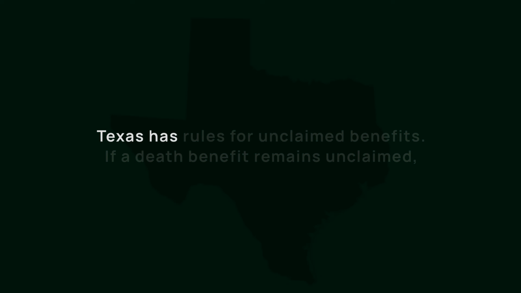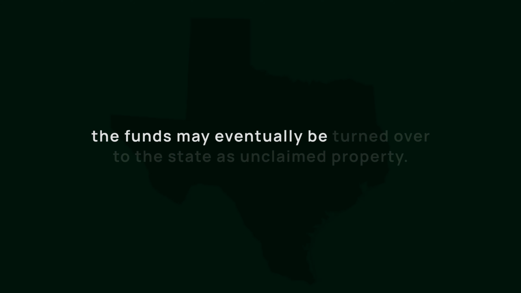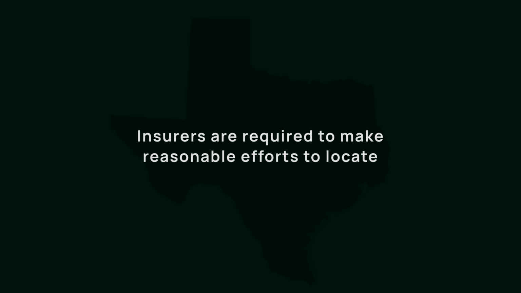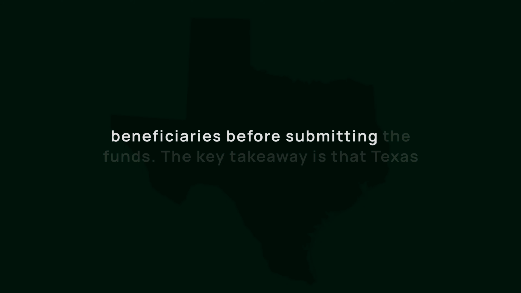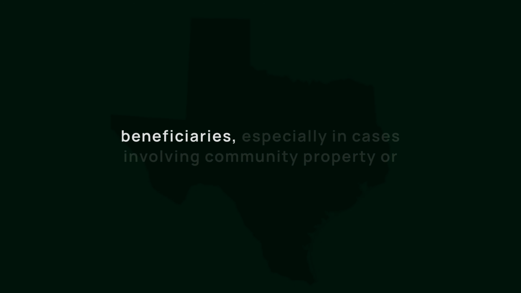Finally, Texas has rules for unclaimed benefits. If a death benefit remains unclaimed, the funds may eventually be turned over to the state as unclaimed property. Insurers are required to make reasonable efforts to locate beneficiaries before submitting the funds. The key takeaway is that Texas law emphasizes prompt payment, fair claims handling, and protections for beneficiaries, especially in cases involving community property or unclaimed benefits.